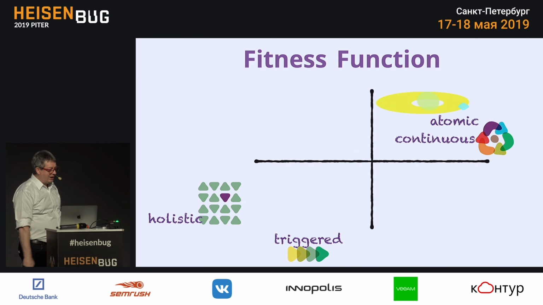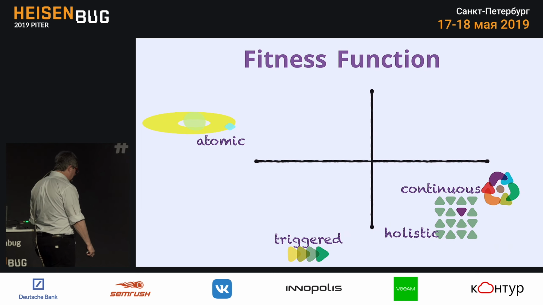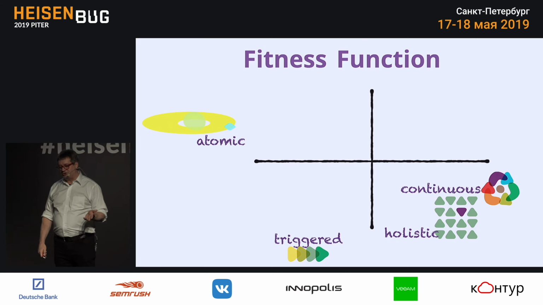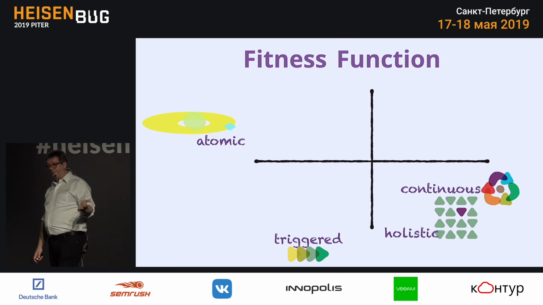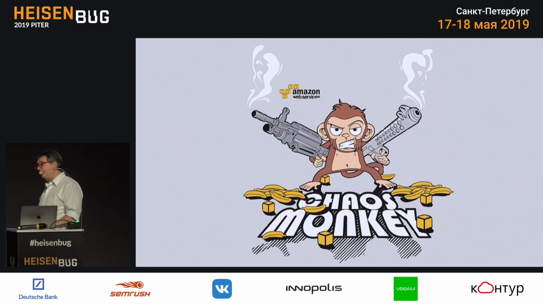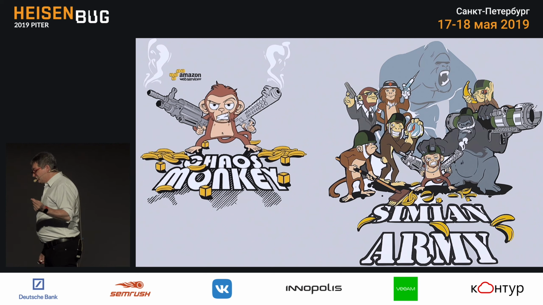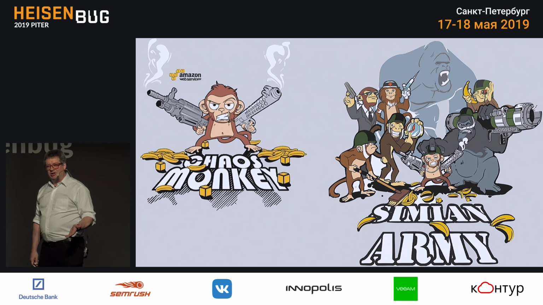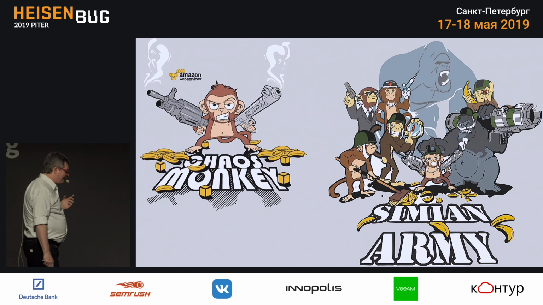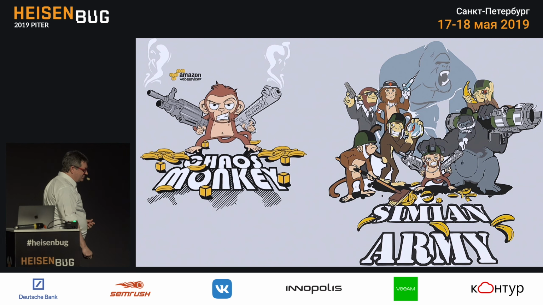The last and most complicated of these, of course, are continuous holistic fitness functions. These are things that run all the time and look at combinations of architectural characteristics. And the best example we have of one of these that already exists out in the world is Netflix's Chaos Monkey. And what they eventually open sourced is the entire Simian army. So I'm sure you're familiar with the Chaos Monkey because it started an entire new branch of architectural consideration and QA, this idea of chaos engineering.